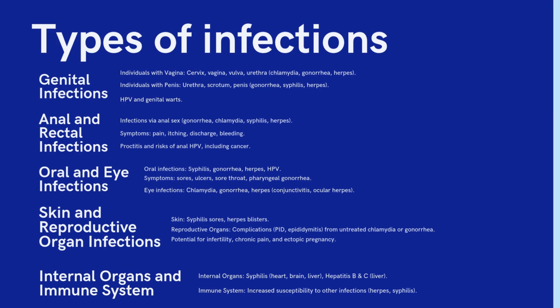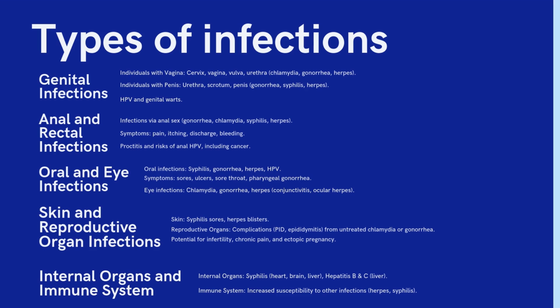Certain STDs, such as syphilis and herpes, can cause visible symptoms on the skin. Syphilis often presents with painless sores or chancres at the site of the infection, which can be on the genitals, anus, lips, or fingers. Secondary syphilis may cause a widespread rash, often on the palms and the soles of the feet. And herpes can cause blisters or sores that appear on any skin that's come in contact with the virus.